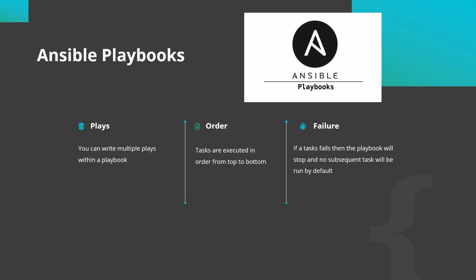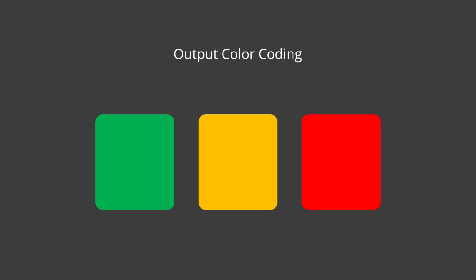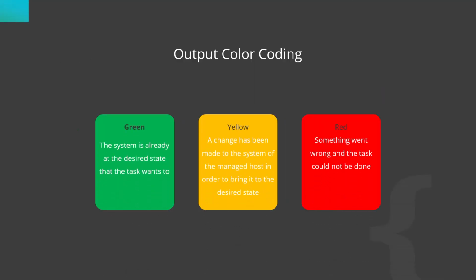Now, when running a playbook, the output will be color-coded. Green means that the system is already at the desired state. Yellow means that a change has been made to the system of the managed host in order to bring it to the desired state. And red means something went wrong and the task could not be finalized or could not be performed. Red is usually bad.